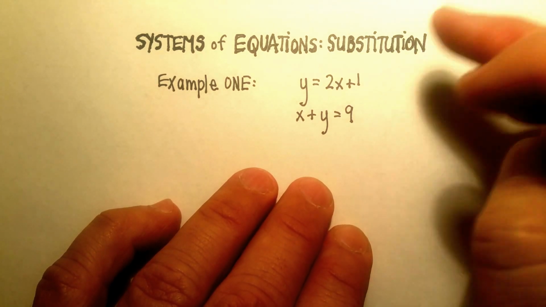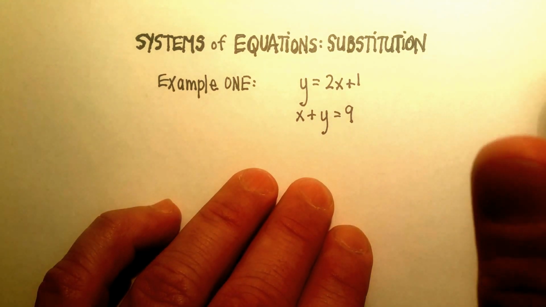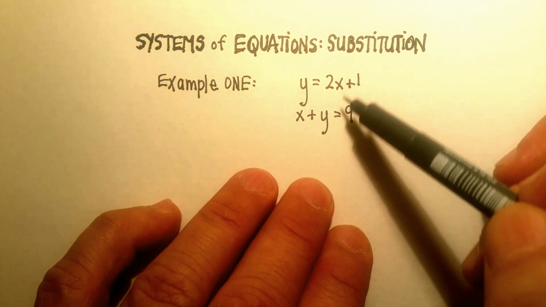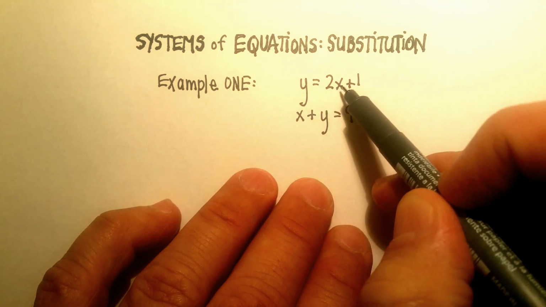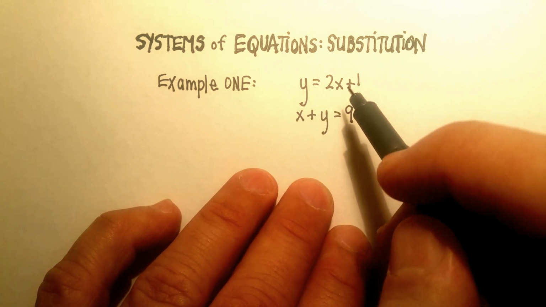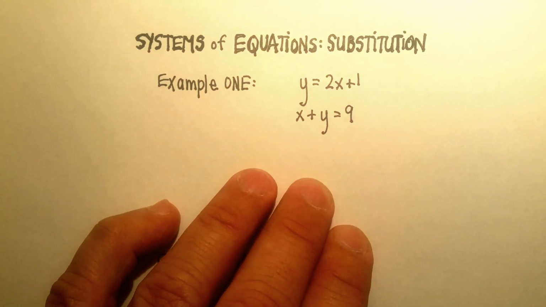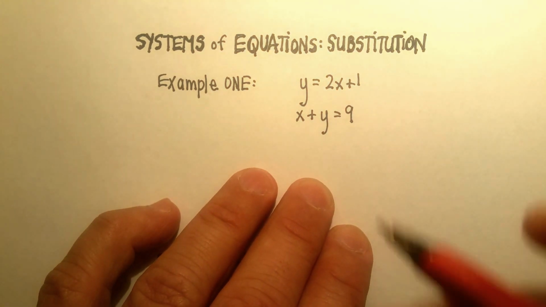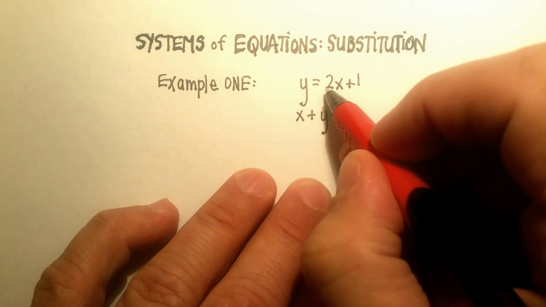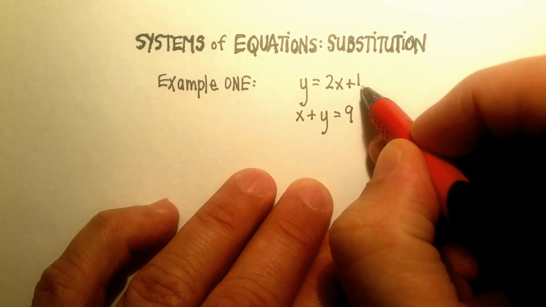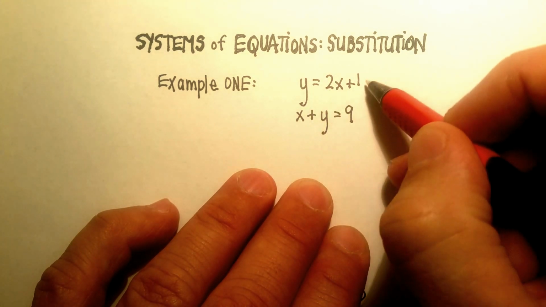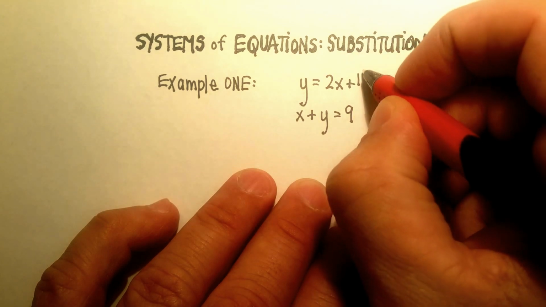And this technique, like I said, is called substitution. And it's a fairly easy idea, like I said, to understand. So let's take a look at these two equations. We have y is equal to 2x plus 1, and then we have x plus y is equal to 9. Now, the substitution method says this. When you can isolate one of the variables, like this one here, y, and we know that it's equal to 2x plus 1, wherever we see y, we're going to substitute in 2x plus 1.